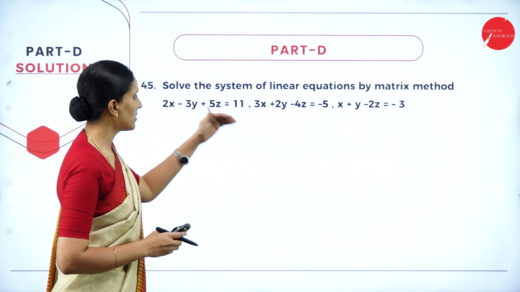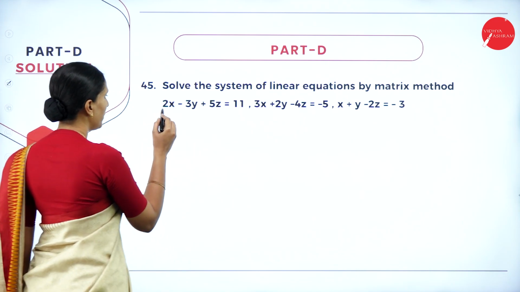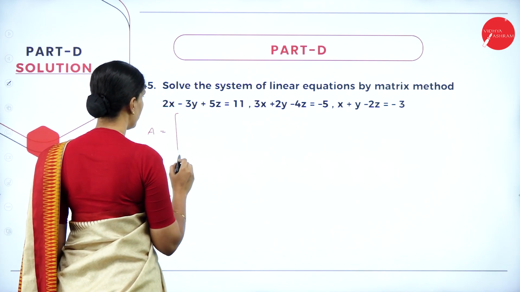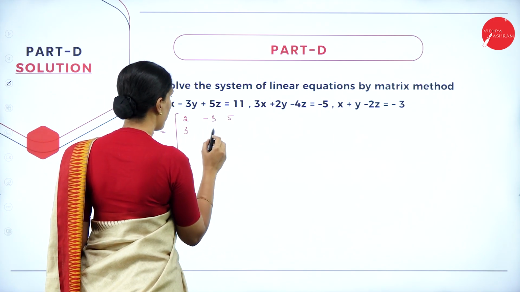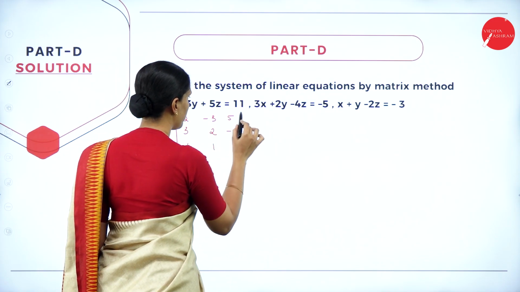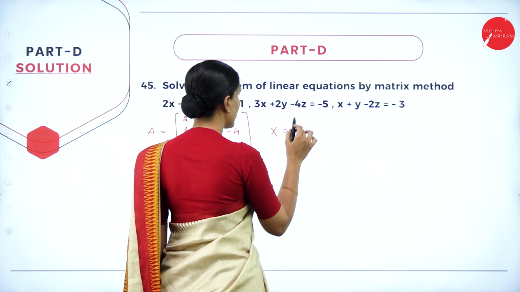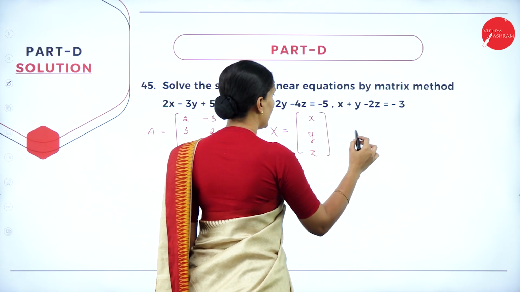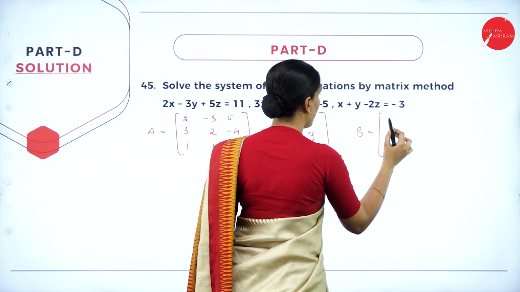Now let us write this in matrix form separating A, X and B. So now the coefficients of x, y, z are written in matrix A. So we have 2, minus 3, 5. Here 3, 2, minus 4, 1, 1, minus 2. Next, the variables are written in matrix X: x, y, z. And the constants are written in matrix B. So the constants are 11, minus 5, minus 3.